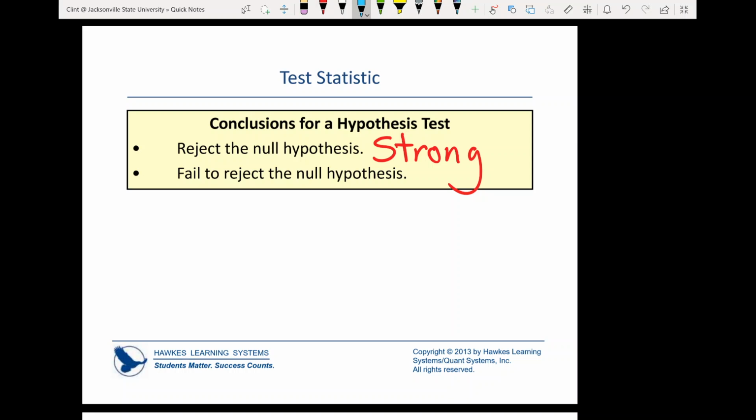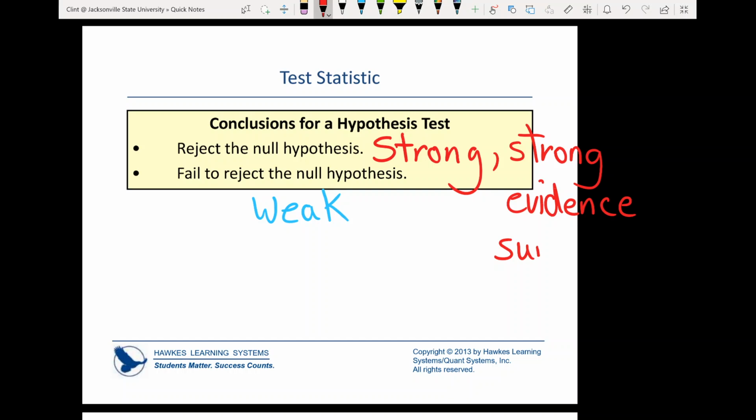But if we fail to reject the null hypothesis, that's a really weak statement. That's saying, well, based on the evidence you have, do you think the alternative hypothesis is true? And you say, well, I really don't know, so I just can't really say anything, so we just fail to reject the null hypothesis. So rejecting the null hypothesis is a really strong statement, and we've got strong evidence, and that strong evidence supports the alternative hypothesis, HA.